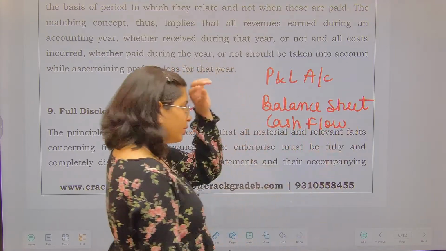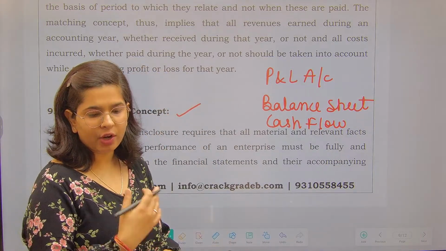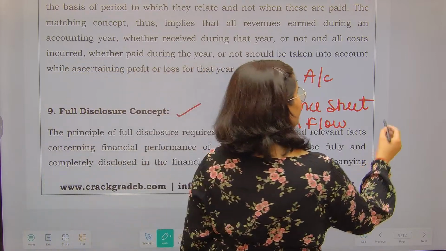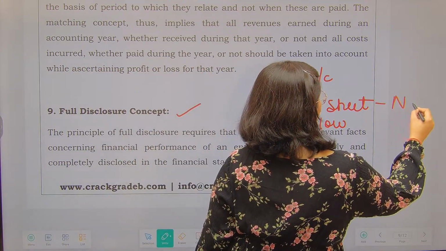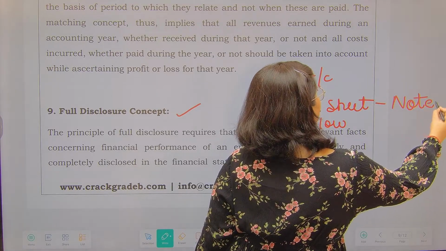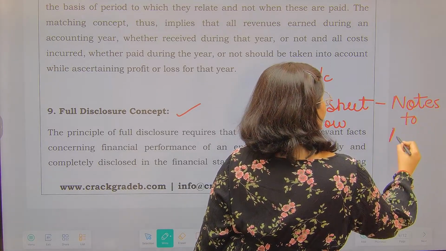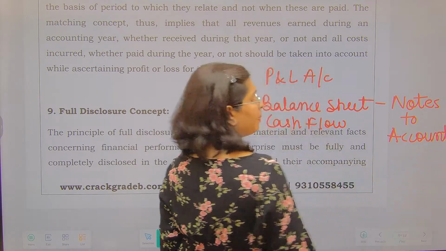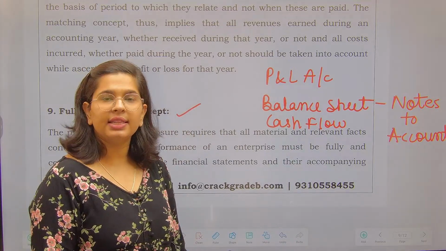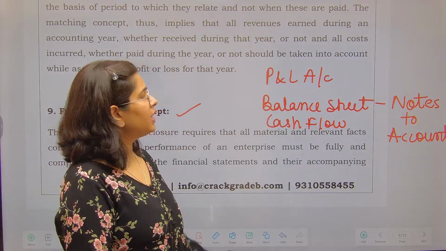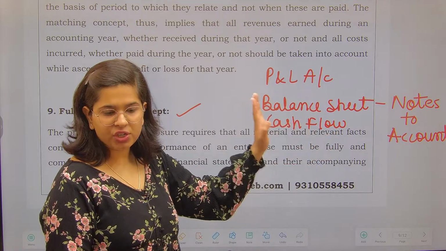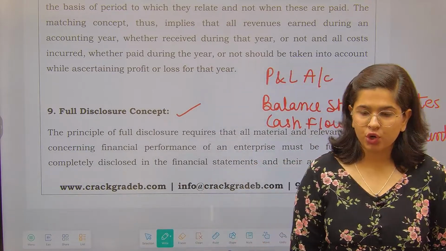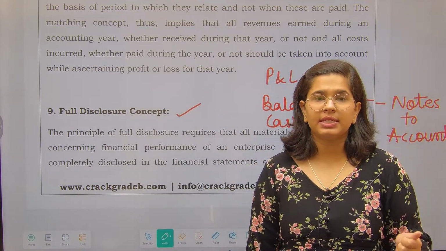and there are some few things that cannot be recorded or that cannot be showed in your balance sheet, right? So for all those items along with balance sheet, we have one more document called as the notes to accounts. Under notes to accounts, we try to incorporate all such information that have not been disclosed specifically in the balance sheet. Okay? So these are all part of my financial statement. Full disclosure concept says that you have to disclose all the relevant as well as the material facts.